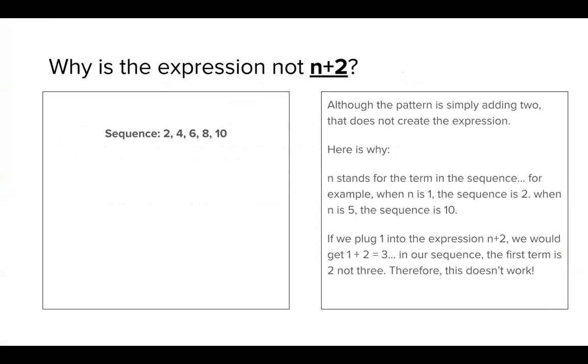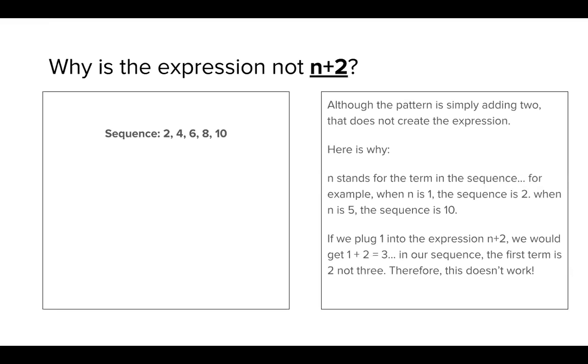That would make sense, right? It's a +2 pattern. If we have n plus 2, it should just give us it, right? Because +2 is clearly what the pattern is. Actually, no, right? If we think about it, if n is the term, if we plug 1 in for the first term, we should get 2 out. But 1 plus 2 is 3, right? So clearly that doesn't work.